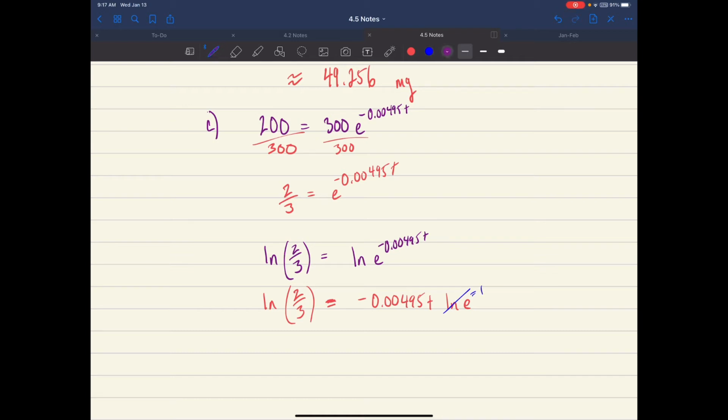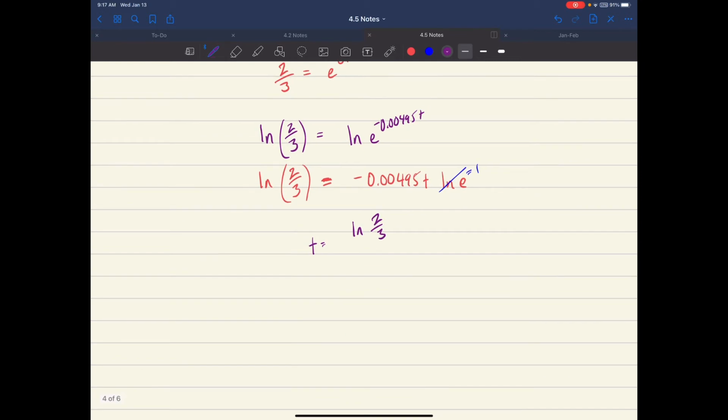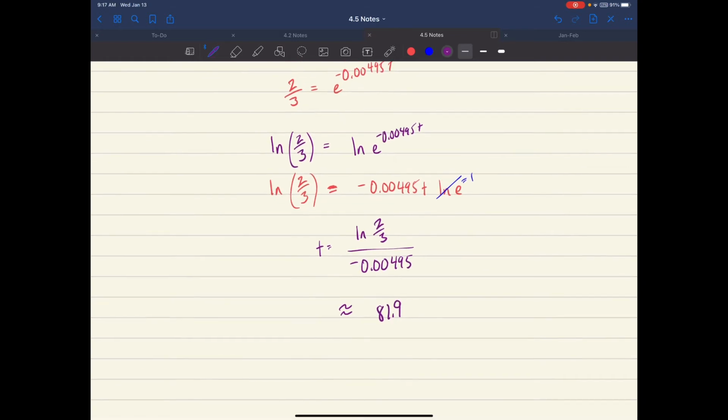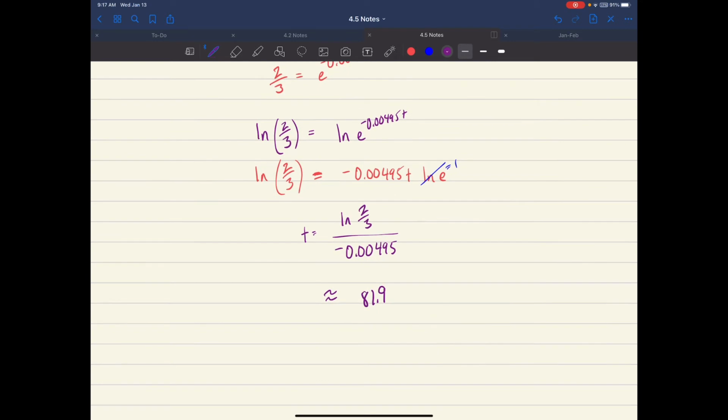In the last step, we divide. So t would be equal to the natural log of 2/3 divided by negative 0.00495. And so if I were to calculate that out, that comes out to around 81.9. And so that's days.